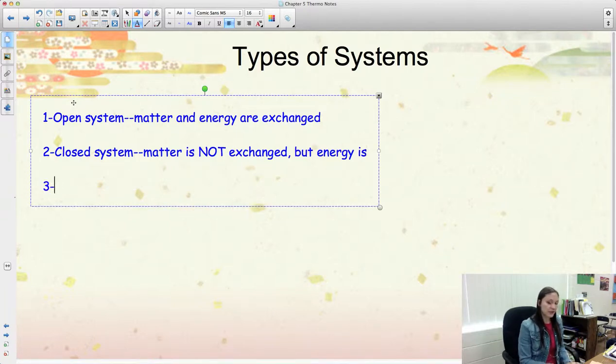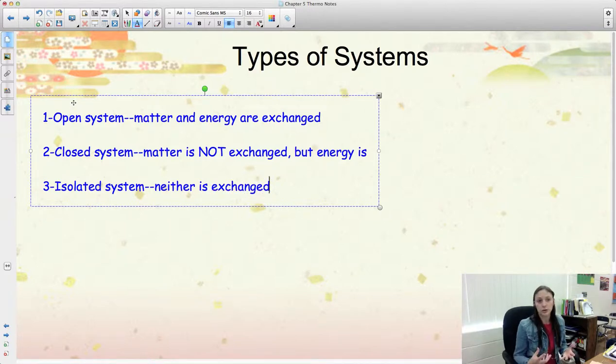Then we finally have an isolated system. That is where neither is exchanged. And this is like if I have a thermos that is closed. You're not exchanging matter. There's nothing getting out, and you're not exchanging energy. Nothing's getting warmer or colder. So that's an isolated system.